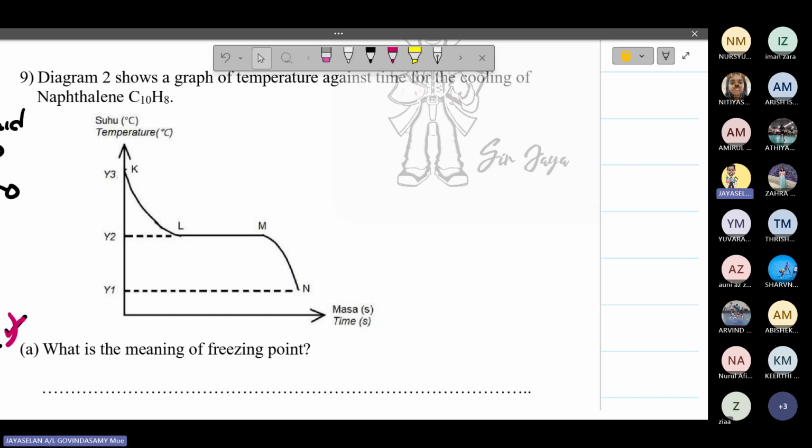The definition of melting point: a constant temperature at which solid changes into liquid. You can put at certain pressure, if you don't put it also no problem. But I want a constant temperature at which solid changes into liquid is a melting point. Freezing point means a constant temperature at which liquid changes into solid. Okay, these two definitions must be memorized.